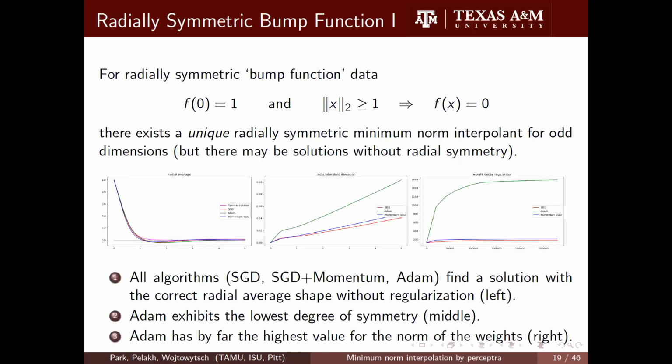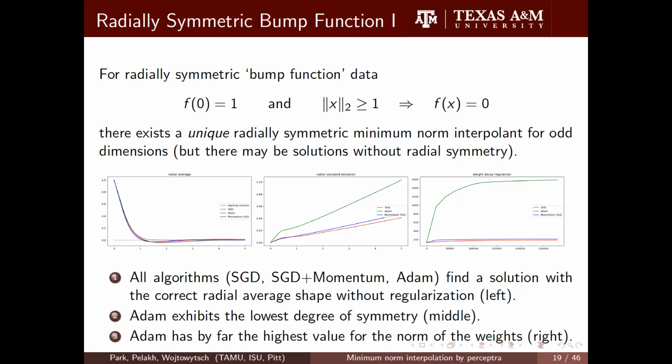And the second example is a radially symmetric bump function, which means that f0 is 1, and outside of the unit ball, you have a 0 everywhere. So it's a function that looks something like this. You have a 1, and you have some kind of bell shape. Outside of the unit ball, now you have zeros. And radially symmetric means that it's the same in all radial directions.